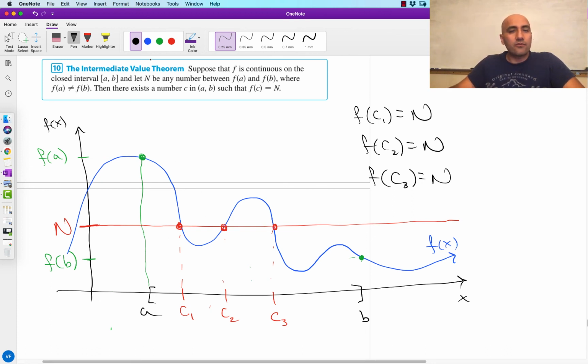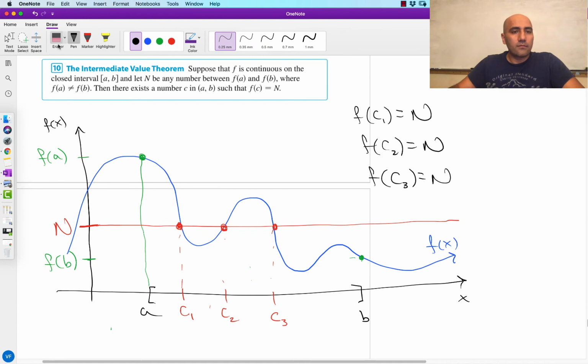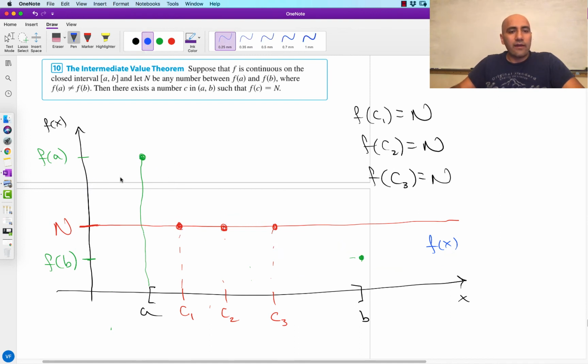Let's try and draw one where that would be true. What would the graph look like? So let's draw a graph where this is true. Let's say it's continuous from a to b. And let's say, of course, it's going to hit that spot right there. And it's continuous, so I can go over here. And somehow I've got to make it to the spot over here.